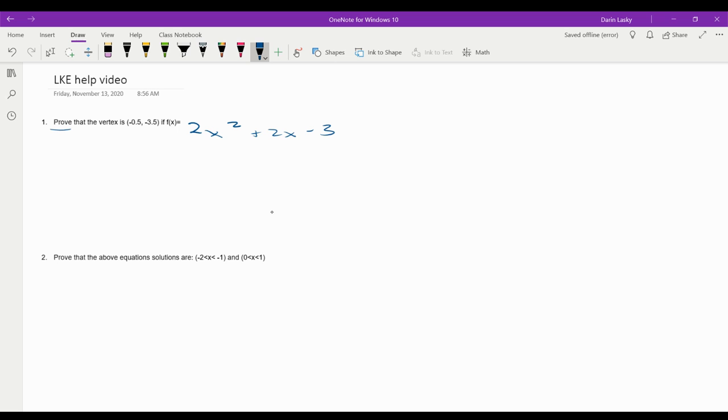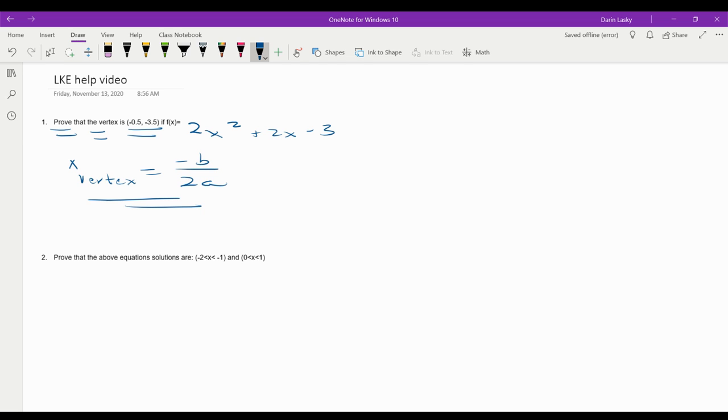Don't forget, prove just means we're giving you the answer, and you just have to prove it using this equation right here. One of the things I need you guys to remember about a vertex is the x value of the vertex is equal to negative b over 2a, and you need to use this information to find your y value here. Okay, so that's a little bit of a hint. Don't forget, when you plug in an x, you get out a y.